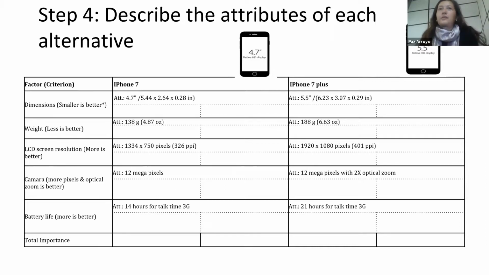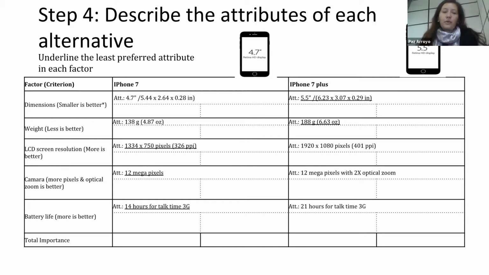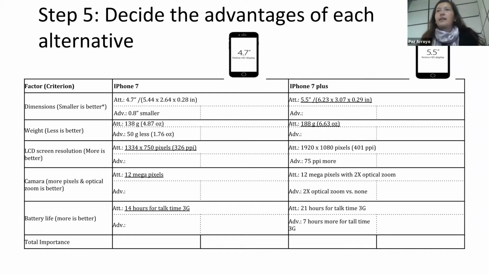Can you go to the next one, please? So the next one is identifying, according to our criteria, that smaller is better for dimensions. Then I'm going to underline the least preferred attribute, so the worst alternative for that particular factor using the criteria. And then next, I am going to say what the advantages are. The advantages are the beneficial differences between the attributes of two alternatives.